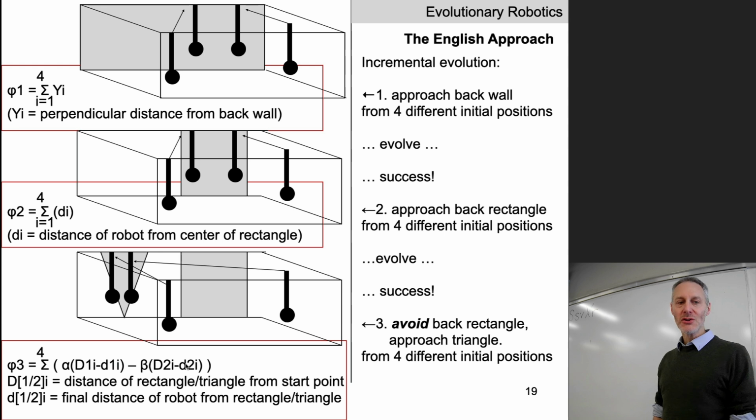Okay, there's also alpha and beta in there. Why do you think the investigators included alpha and beta? They're weighting terms. These are things that are going to be set by the investigators by hand before evolution starts. Why did they put them in there? Why didn't they just use these two unweighted terms? Why weight them?